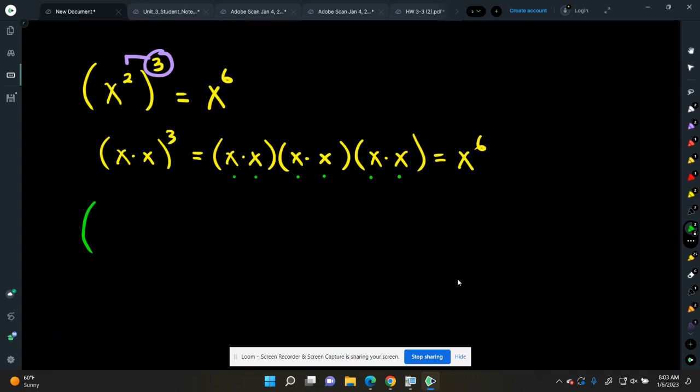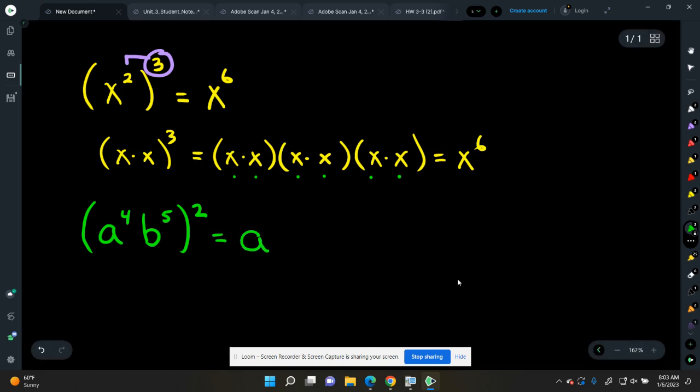Okay, so what happens if we have something like this? 3 to the a to the fourth, b to the fifth, to the second power. So what's going to happen with that one? Would it be a to the 8th? A to the 8th, and b to the 10th? Good. Excellent.